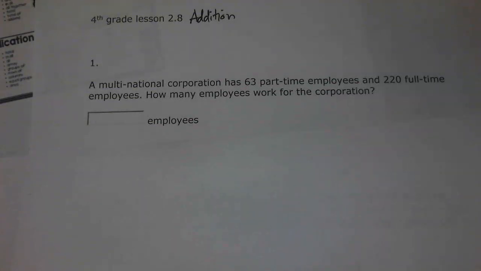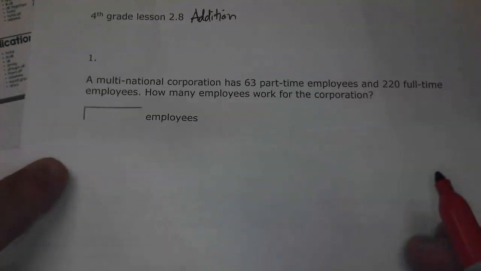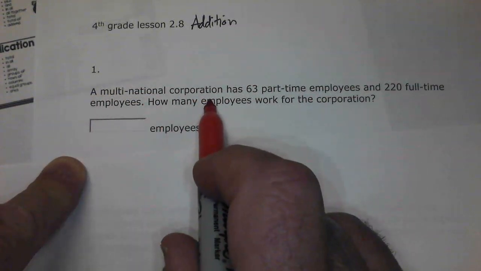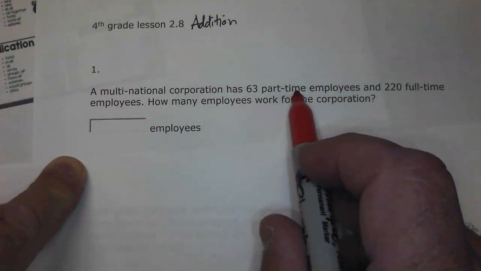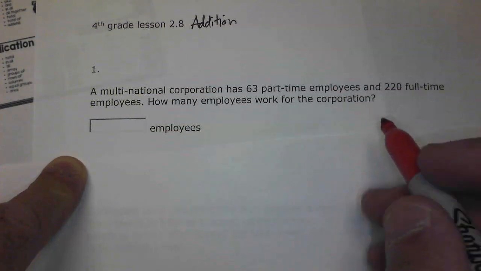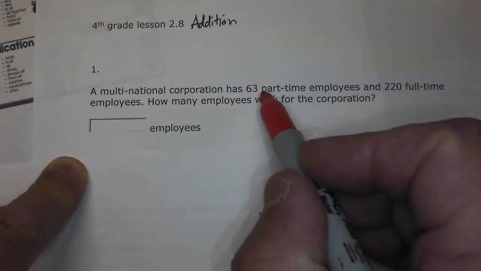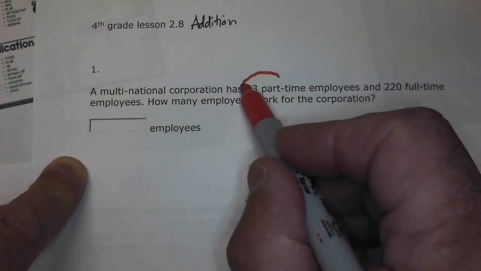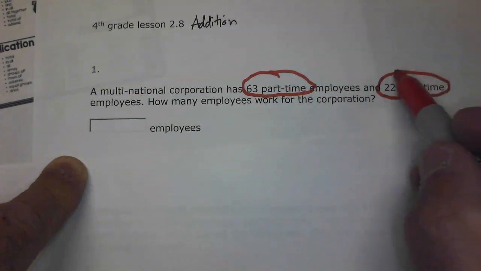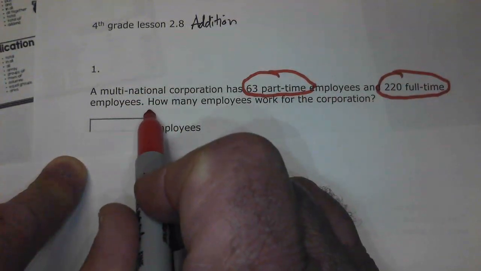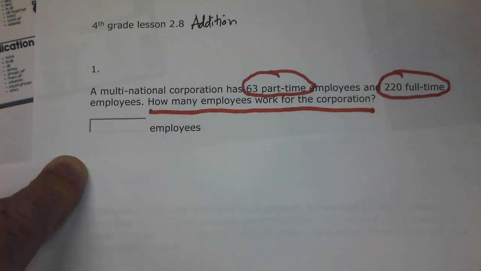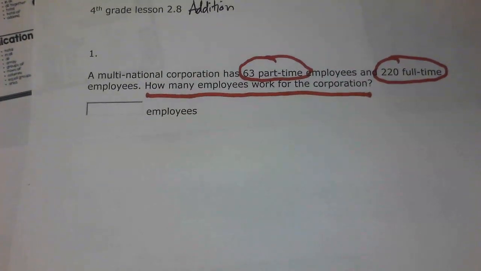So I might take a look at it and go, okay, it's talking about a multinational corporation, so that's a big business of some kind, that has 63 part-time employees and 220 full-time employees. So I might underline some things or circle some parts that are important to me. I've got 63 part-time and 220 full-time employees, and the question is really asking me how many employees work for the corporation.